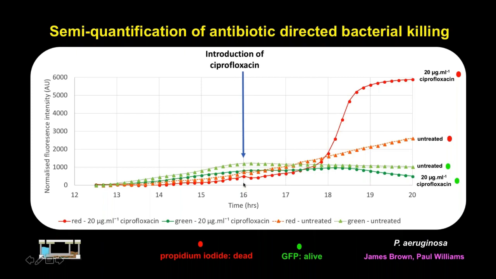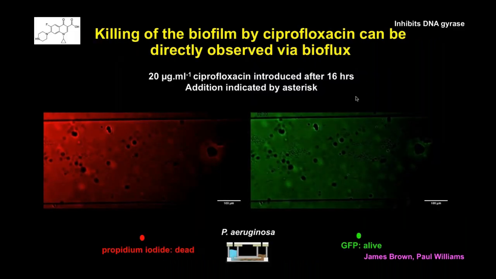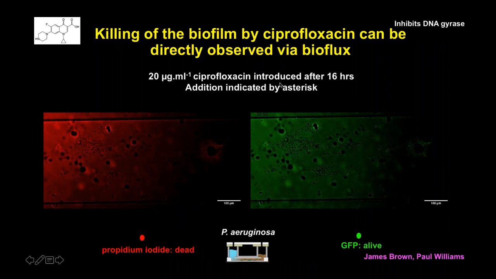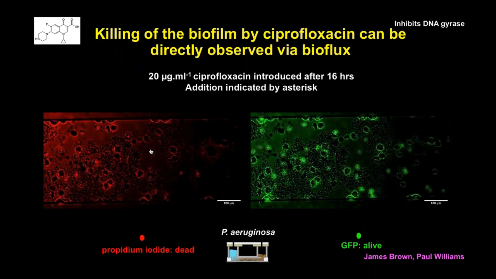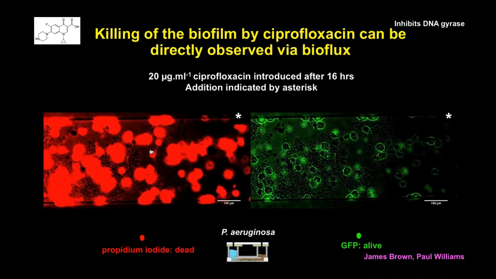So we added our ciprofloxacin at 16 hours, and then within 2 hours, there was the appearance of the red color, the propidium iodide, showing that the cells were beginning to die. And you can see that here in these 2 videos running side by side. Here you've got the propidium iodide. When the asterisk appears, that's when we add the ciprofloxacin. There it is. And then a couple of hours later, all the cells are dead.